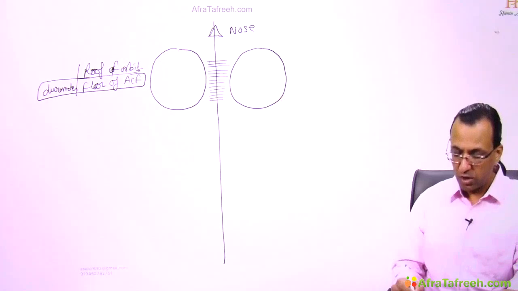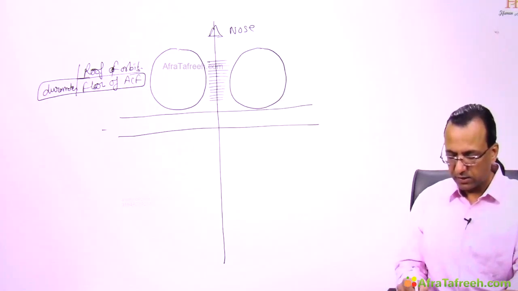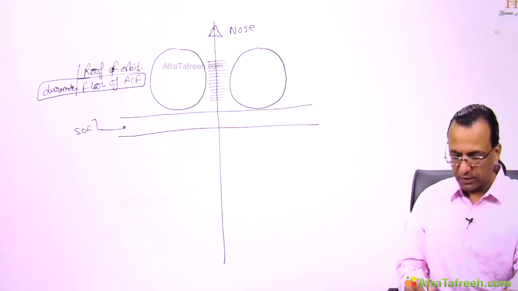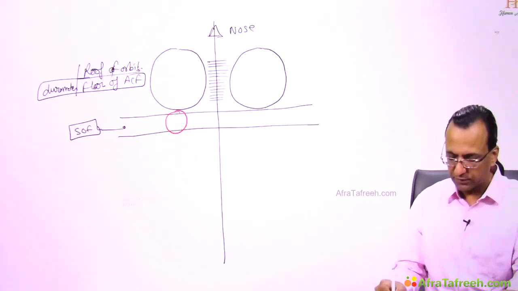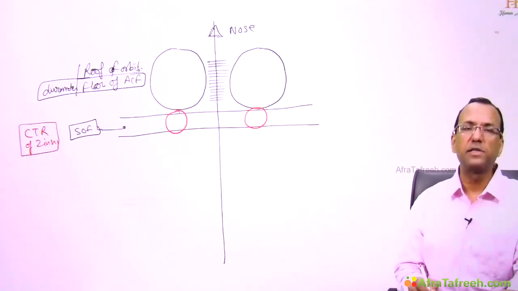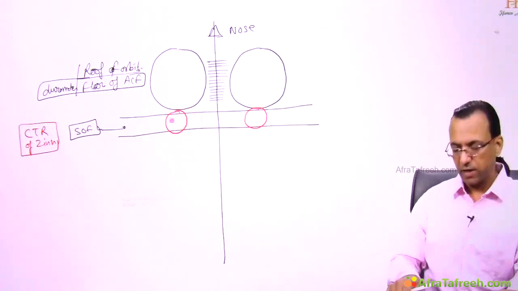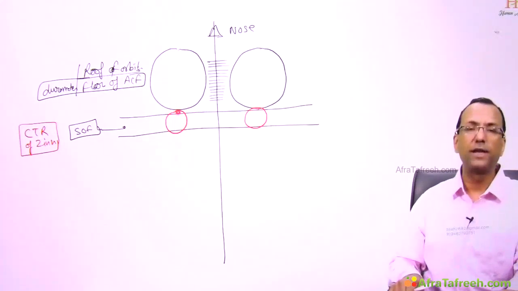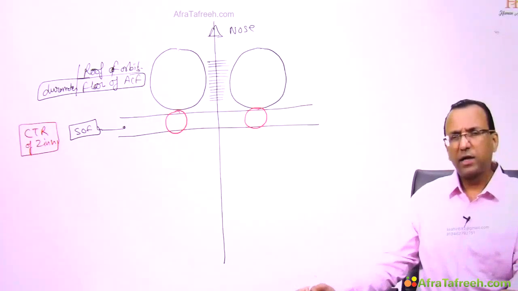But here you show this is the superior orbital fissure. If you say this is the superior orbital fissure, then I'll tell you that it is covered by the common tendinous ring of Zinn, which is giving common origin for the four recti muscles, covering the superior orbital fissure. We want to know some nerves which are passing inside the ring of Zinn and some nerves which are passing outside the ring of Zinn. That is the discussion.